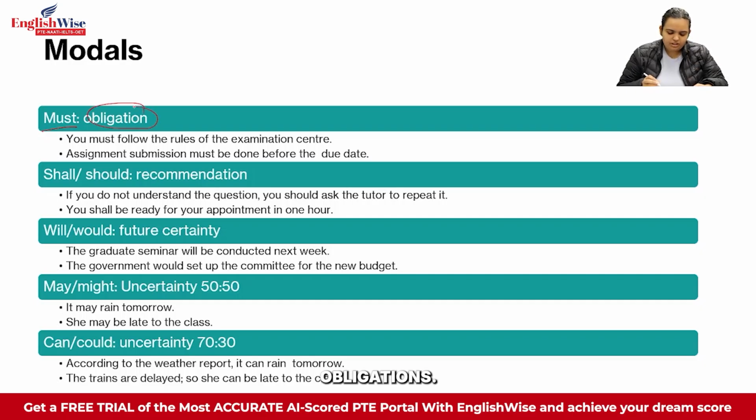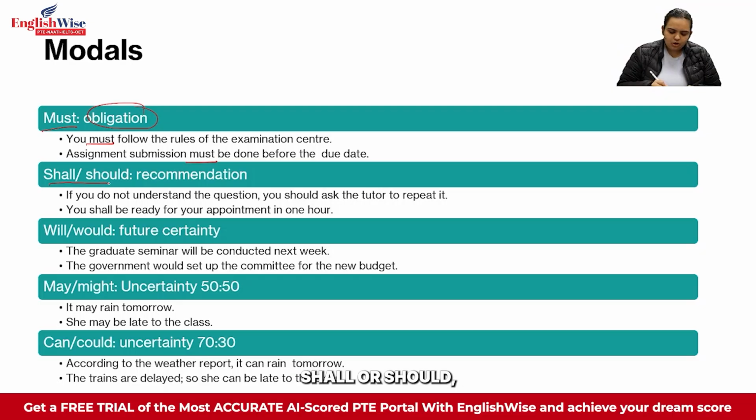Must shows obligation. So whenever you are talking about an obligation, you put the word must. You must follow the rules of the examination center. So this is like a 100% thing that has to be done, no excuses. Assignment submission must be done before the due date. So you have to submit the assignment before the due date. It is an obligation. That means you must submit it before the due date.